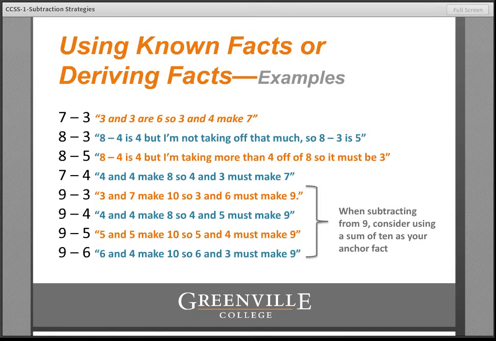For using a sum of 10, let's take a look at 9 minus 5. In this case, you can say, well, 5 and 5 make 10, so 5 and 4 must be 9. So in this case, you're using an anchor fact to construct a strategy for how to derive a fact. And that is a possibility in a situation where they don't already have the turnaround fact memorized for addition. Okay?